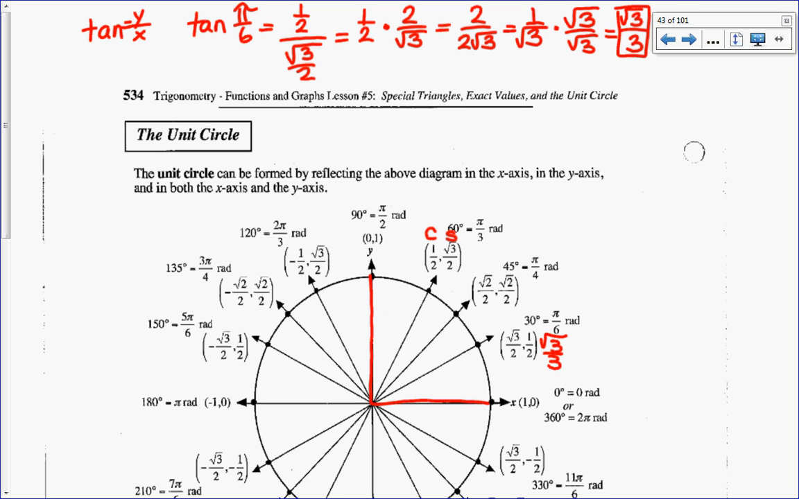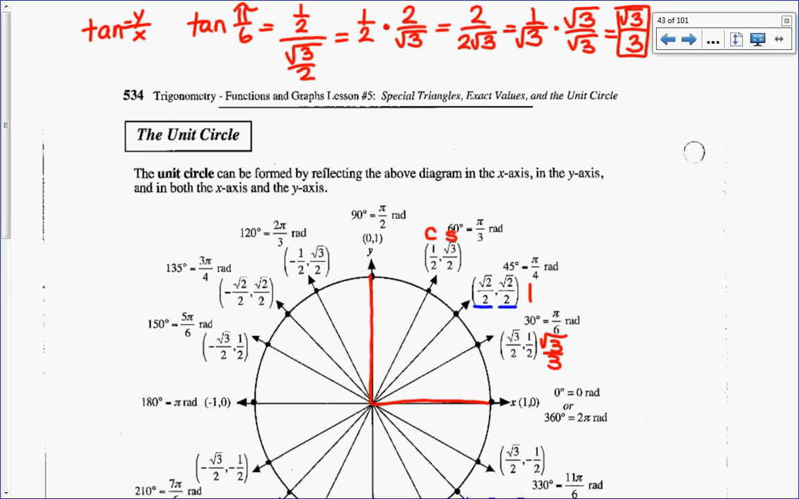Okay, let's figure out our tangent then for the 45-degree angle, pi over 4. It would be your y over your x, again, so it's root 2 over 2 divided by root 2 over 2, which is just 1. So tangent of 45 is 1.